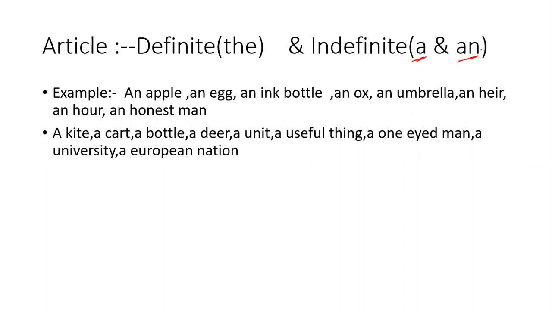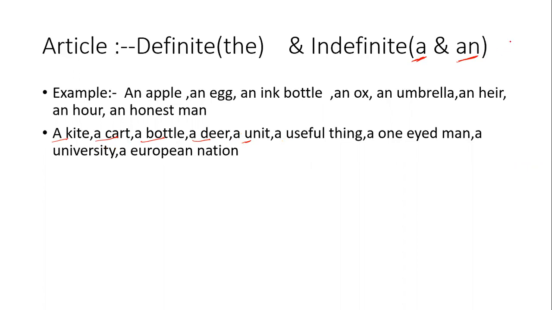Okay. Now let us see some examples for the consonant part. Now a is used before kite. K is a consonant, so a kite, a cart, a bottle, a deer. But now here this is an exception to this, a unit. Why? Because this gives you the sound of year.